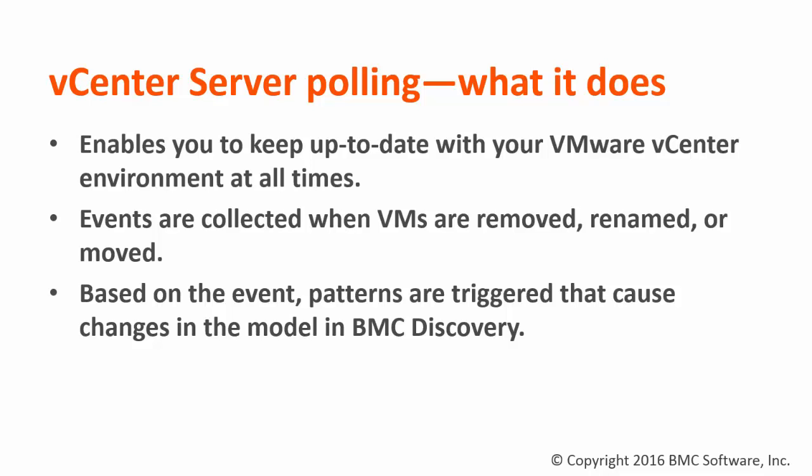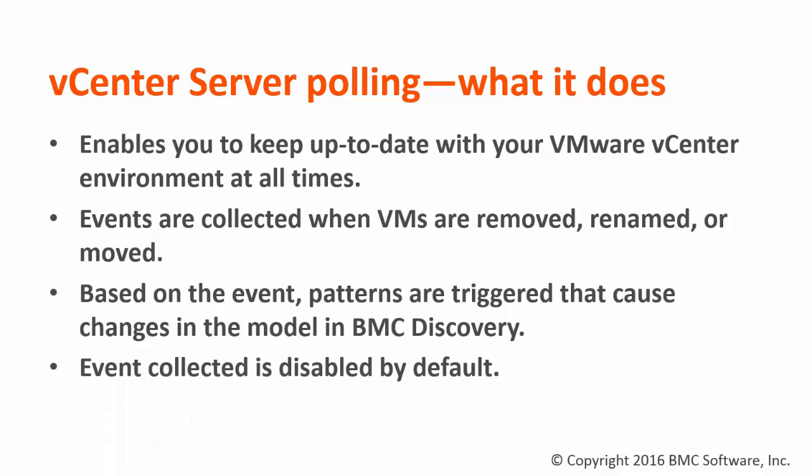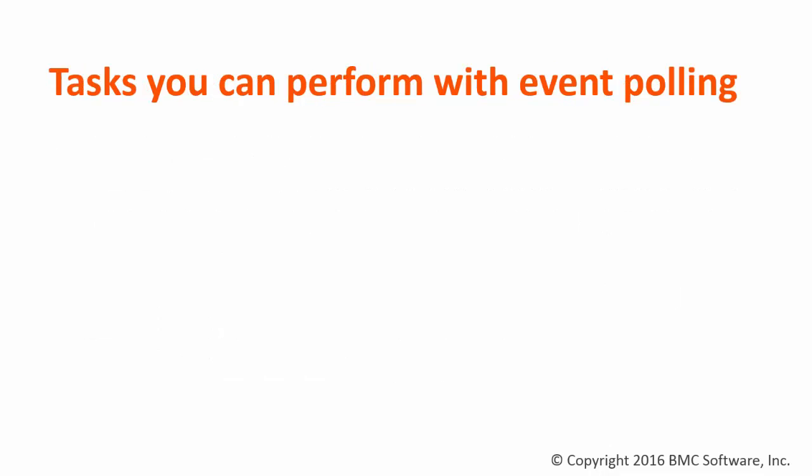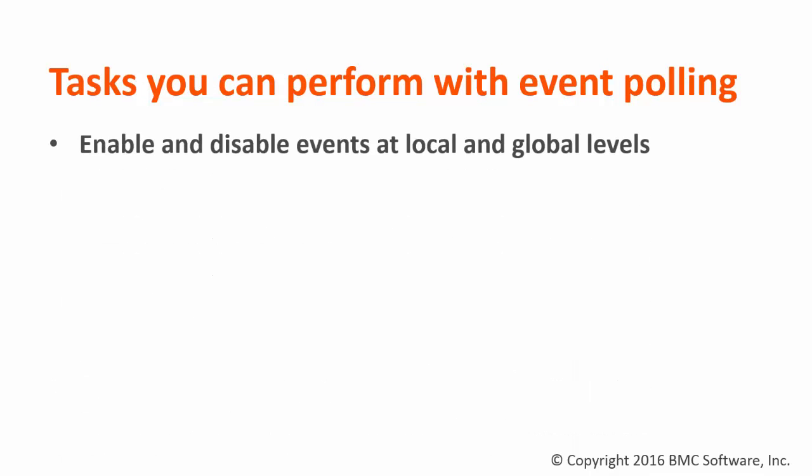For example, when a VM is moved, the SI representing the VM is moved from the old host node to the moved host node. By default, event collection is disabled. With the vCenter polling feature, you can enable or disable events at a global and local level. The global level works with all vCenter servers, whereas the local level works with a specific vCenter server.